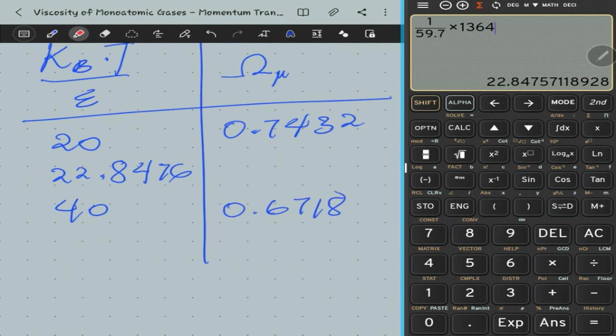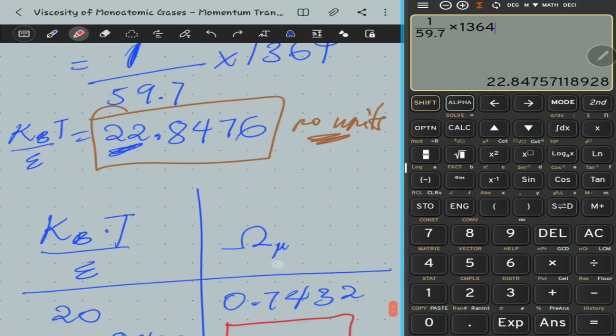0.6718. So what we are trying to find here is the value that we have here, which we don't know. We need that to be able to find the viscosity, in this case, of the hydrogen gas, right? So let's see. This is what the extrapolation is saying, right? This is what it means.